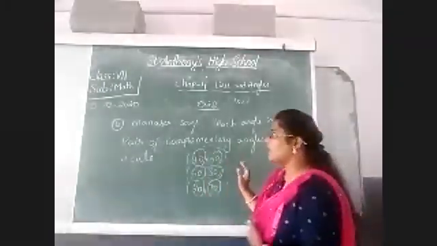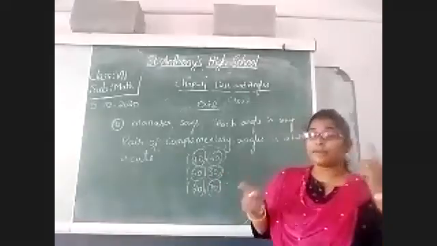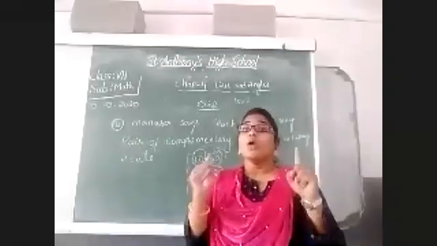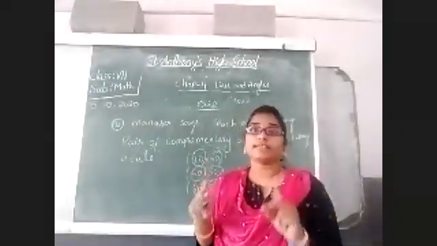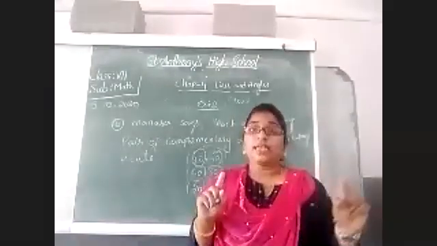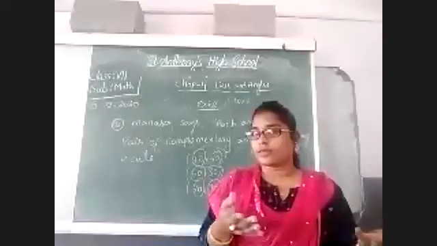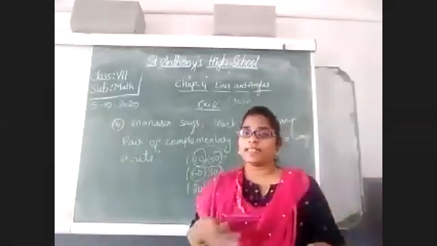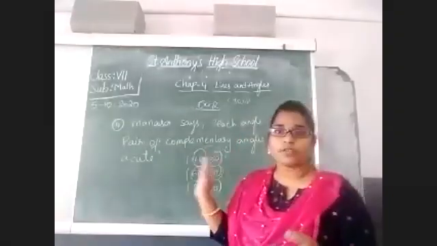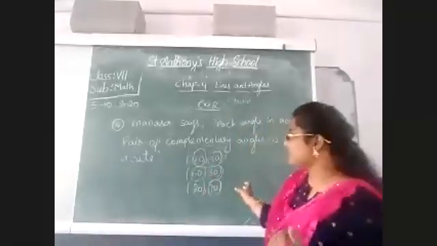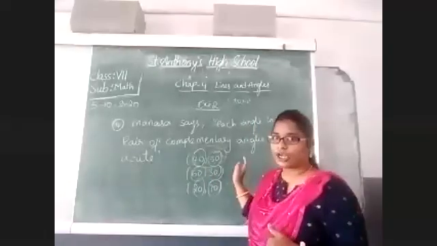So this is the concept of complementary angles. I repeat once again the definition: when we add two angles and the measurement is equal to 90 degrees, then they are said to be complementary angles. And these are the problems related to complementary angles. In this, you just have to write the reason in your notes.